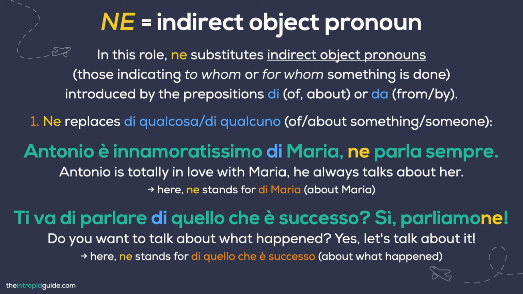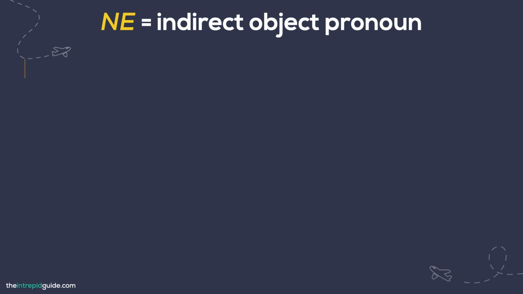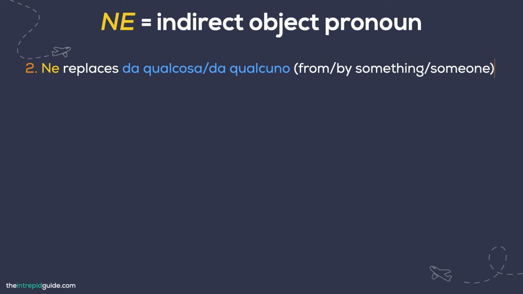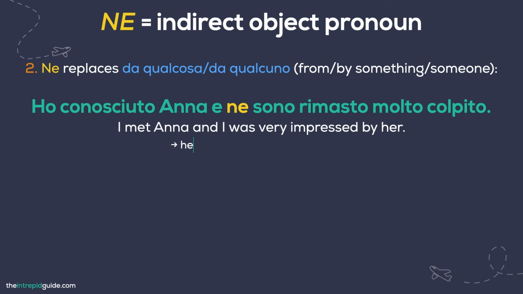Number 2, ne replaces da qualcosa, da qualcuno, from or by someone or something. For example, Ho conosciuto Anna e ne sono rimasto molto colpito. I met Anna and I was very impressed by her. Here, ne stands for da lei, by her.